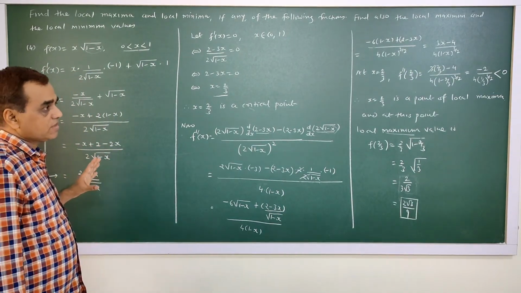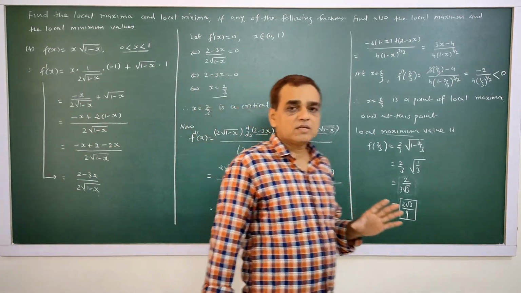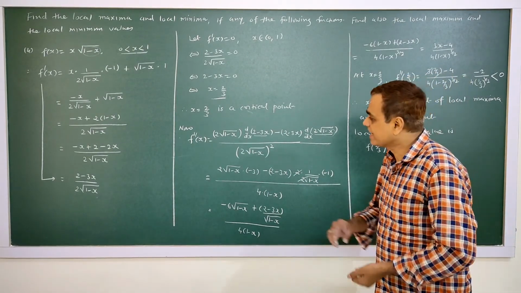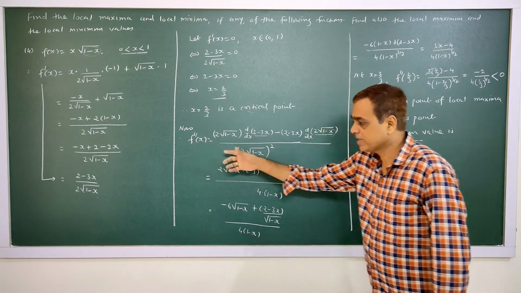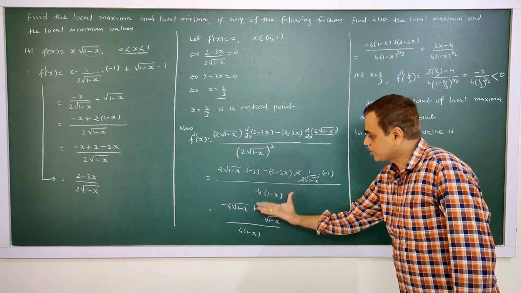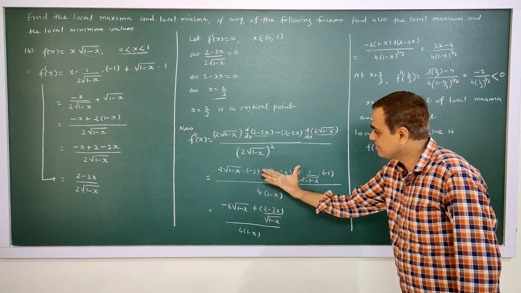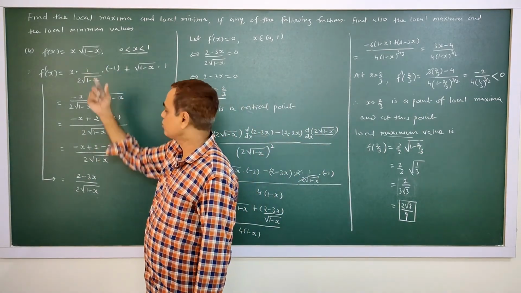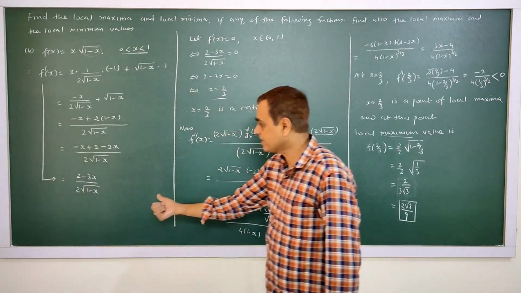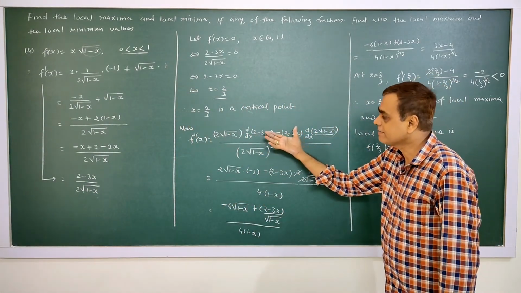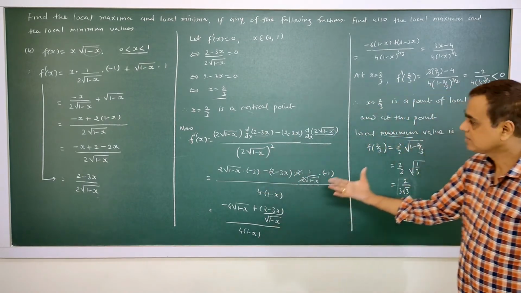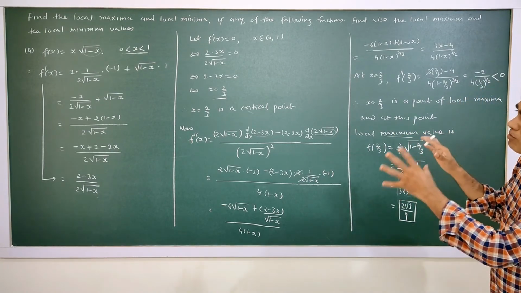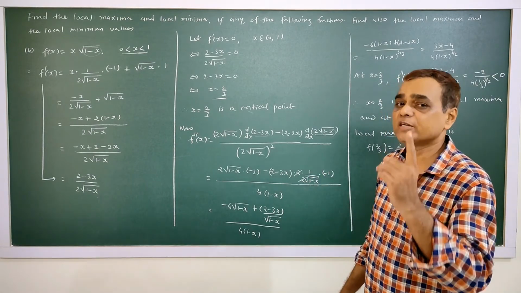Now see, we are solving such problems using the second derivative test. But sometimes when taking the second derivative, we have to face a lengthy calculation. You can see that this calculation is difficult because of this function. The function has a radical sign, so its first derivative also has a radical sign. Then the second derivative calculation becomes lengthy. So sometimes if the second derivative calculation becomes lengthy, the problem can also be solved by the first derivative test.